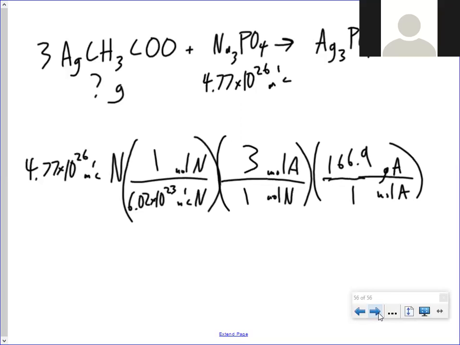My folks at home, I apologize I didn't show you the calculator last time, so I'm going to show you the calculator this time. All right. So let's check this one out. I'm going to start off typing in the number we started with. 4.77 times 10 to the 26. So 4.77, second, E button, 26.